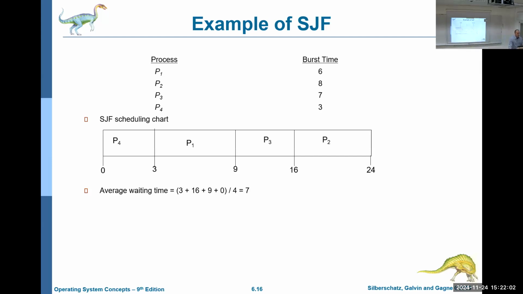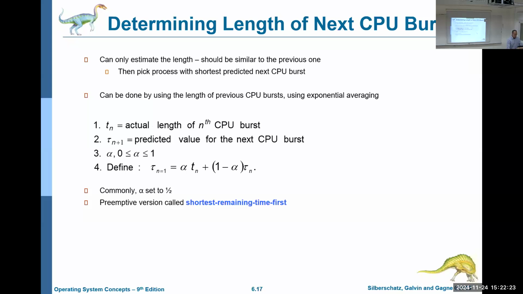Question: are burst time and turnaround time the same thing? No, burst time is how long I want the CPU. Turnaround time is a measure of how we evaluate an algorithm. Turnaround time says how many processes we can turn around, can put through the system in a given amount of time.